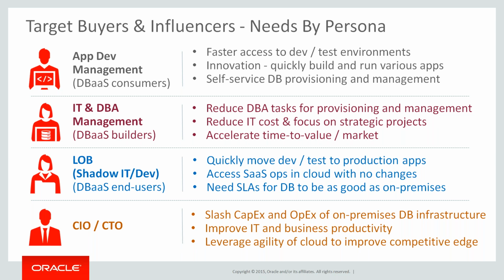And then finally, at the bottom here, we have the C-level executives, who are just looking to reduce costs by transforming CapEx into OpEx and by reducing operating expenses. They also want to improve the productivity of IT and leverage the cloud to build a more agile organization that can innovate faster and succeed in this digital economy.